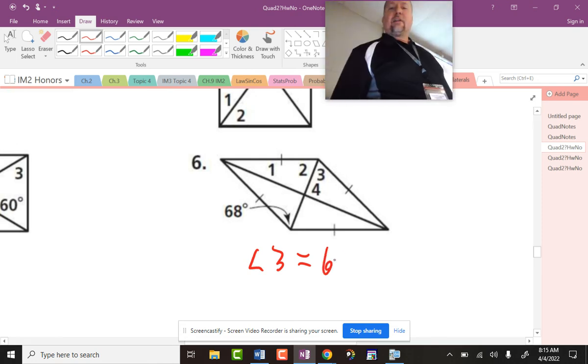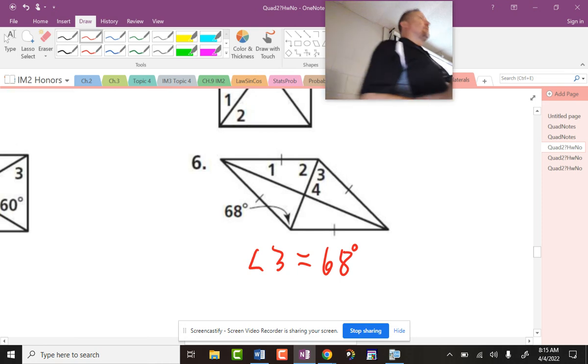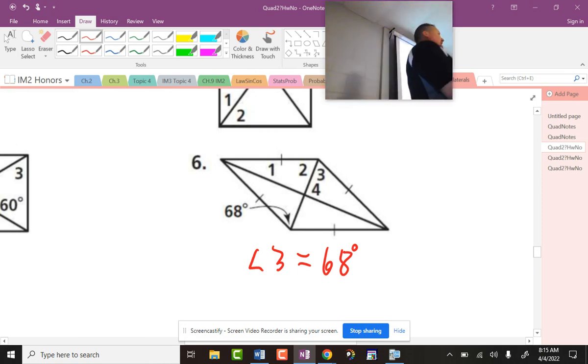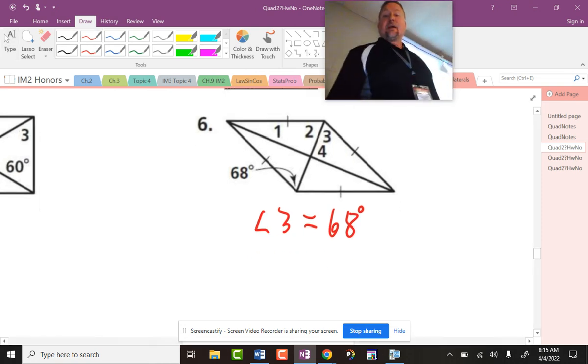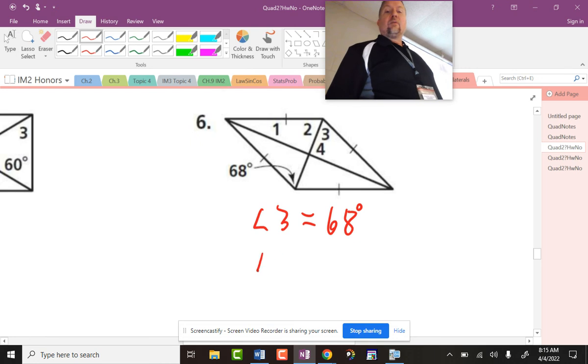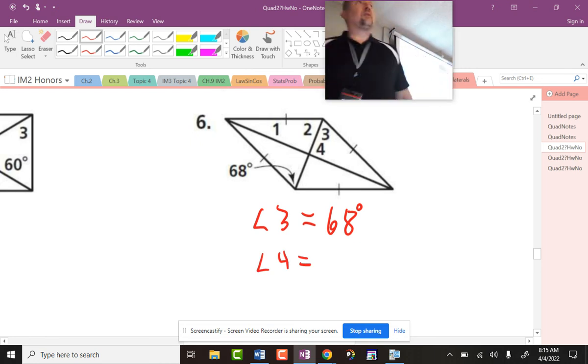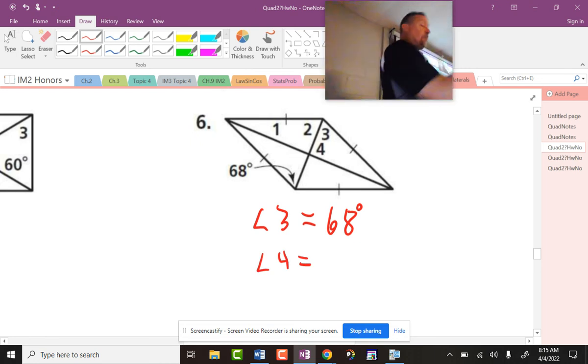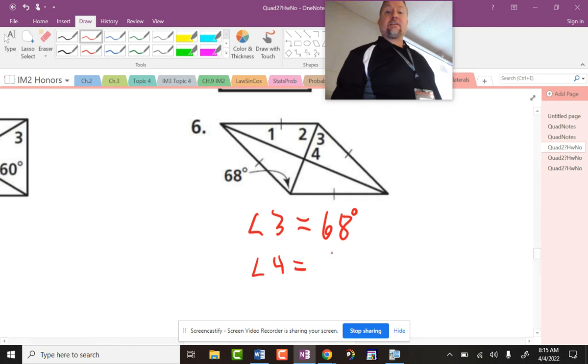68. This is an alternate interior angle situation. So when I look at angle 1, that's not really the first one I think I could find. And then actually the next one I should be able to find is angle 4. What's angle 4's measure? Let's go to Nicole. What's angle 4 measure? 90. Why? What is this a picture of?